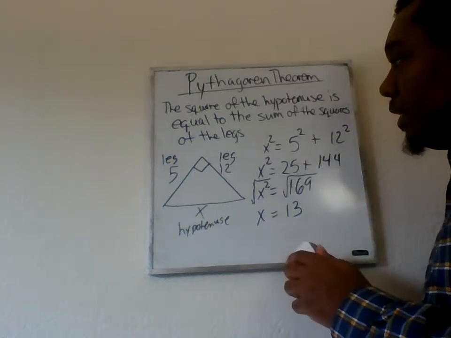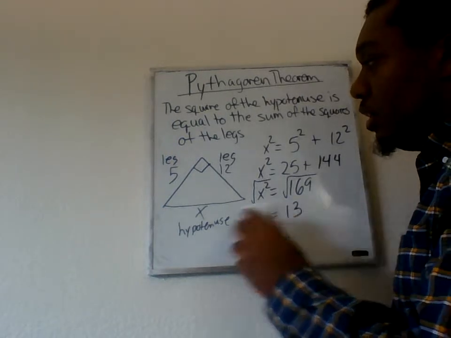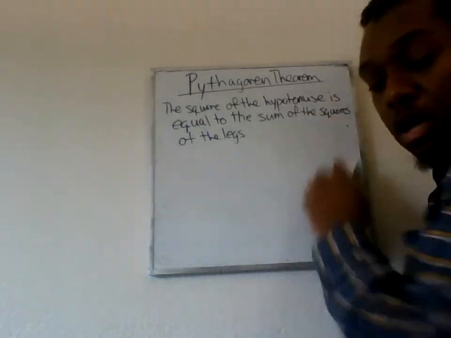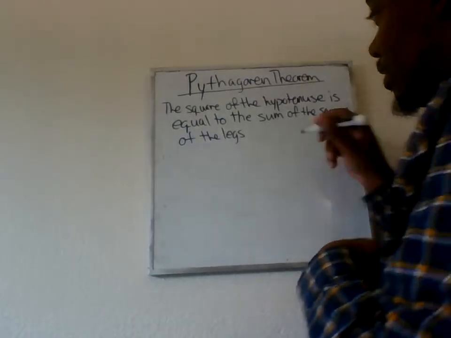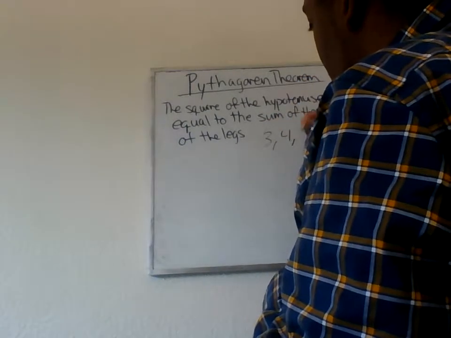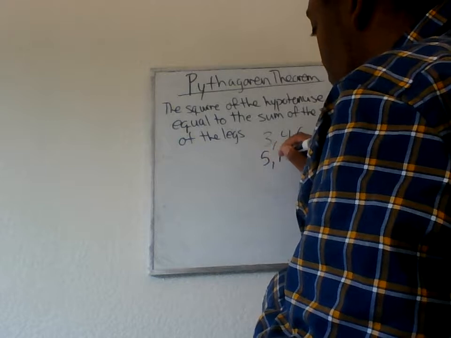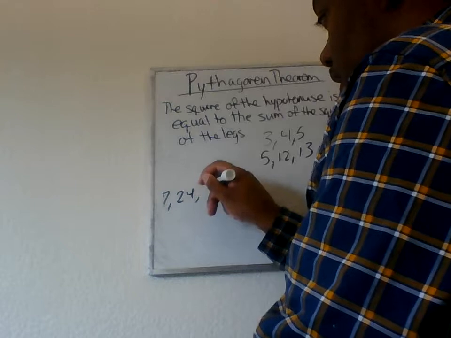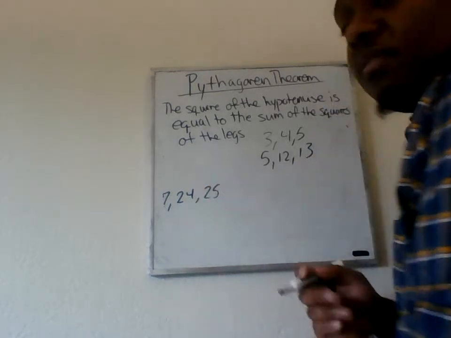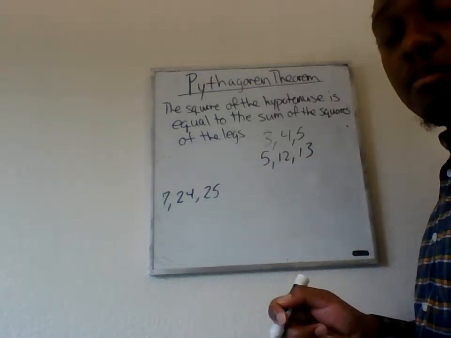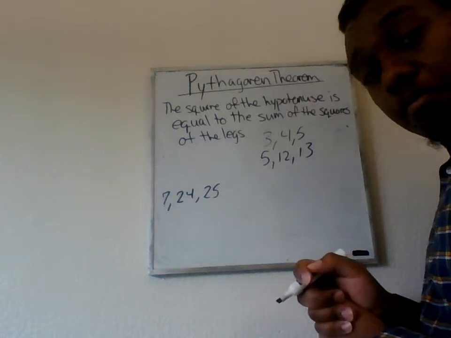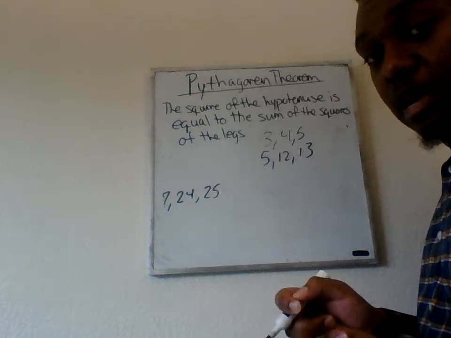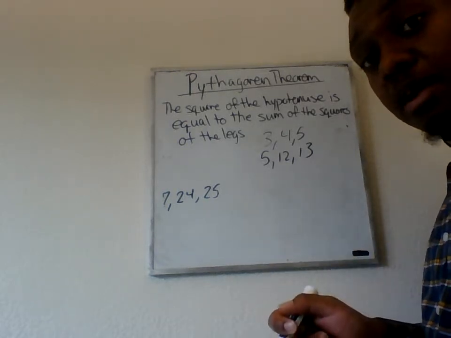So, for example here, let me erase this. Let's say I was given, we've actually looked at 3, 4, 5, and we've also looked at 5, 12, 13. But let's say we have 7, 24, and 25. Let's see if that works. Let's see if that is going to form a right angle, meaning it's going to be a right triangle. Well, which one of these would have to be the hypotenuse? By definition, the hypotenuse is the longest side of a right triangle. Therefore, 25 must be the hypotenuse.